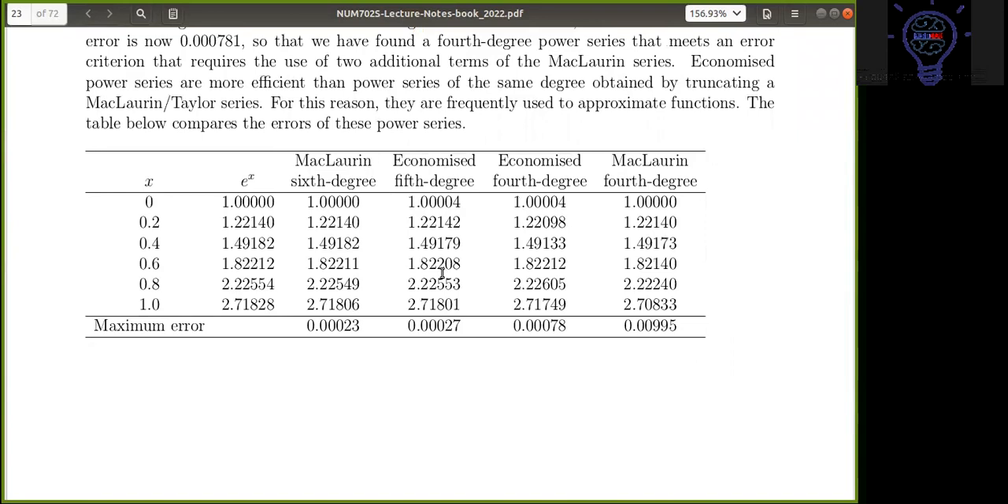But the economized power series, if we compute that, we can see that the maximum error for the fifth degree is 0.000027. You can see that with a fifth degree polynomial, which has fewer terms compared to the sixth degree polynomial, the maximum error is of the same magnitude. It's almost similar. You can see that 0.00025 and 0.000027 are almost similar.